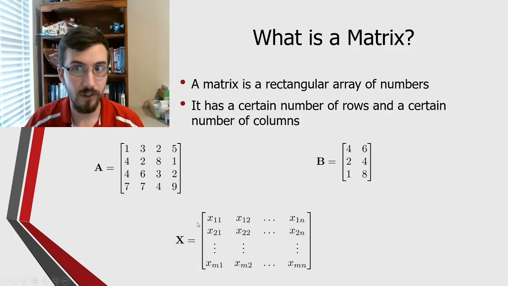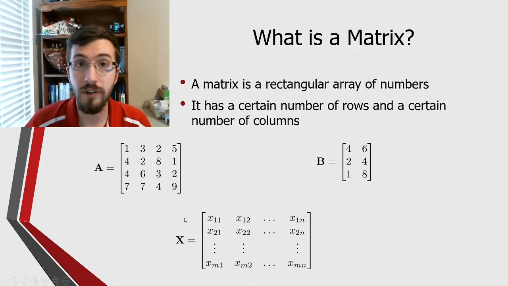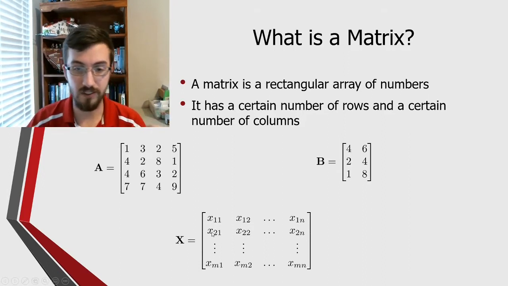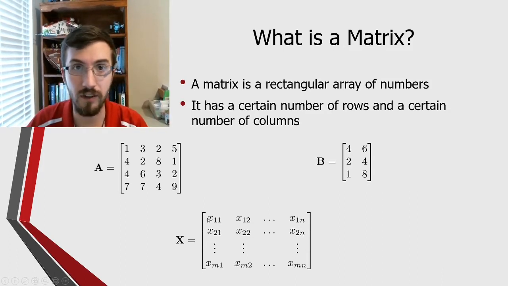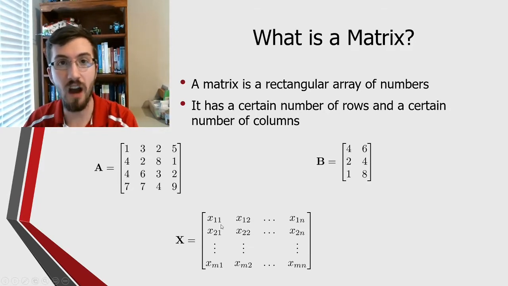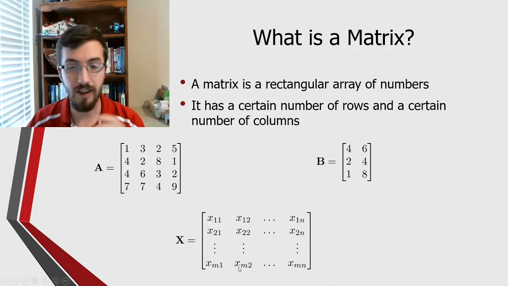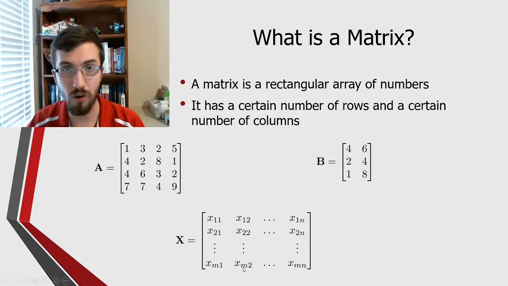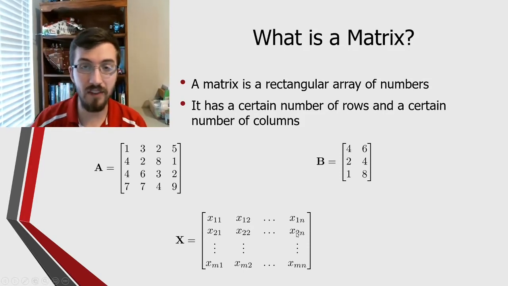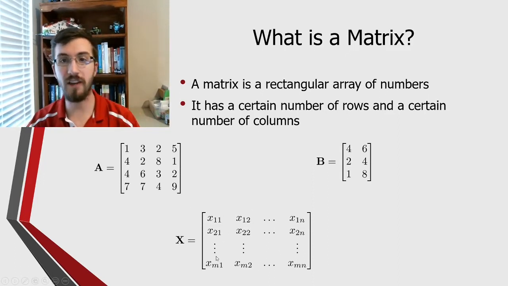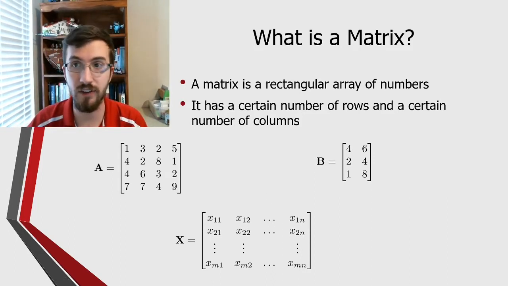And this is filled with variables, but variables are just numbers that we don't know, so that's totally allowed. So here, x11, x21, and you can see the first number indicates the row of that variable, and the second number indicates the column of that variable. So xm2 is the mth row and the second column. Vice versa, x2n is the second row down and the very last column, the nth column. And so you can tell by looking at this matrix that it has m rows and n columns. That's all there is to know what a matrix is.